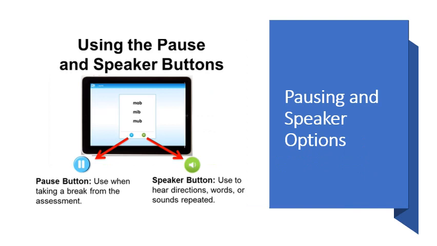Something important to point out are the pause and speaker buttons found at the bottom of each page. The pause button will be used when students are taking a break from the assessment. This is important because speed and accuracy are both used to determine the child's score. The speaker button can be used to hear the directions, words, or sounds and have them repeated.